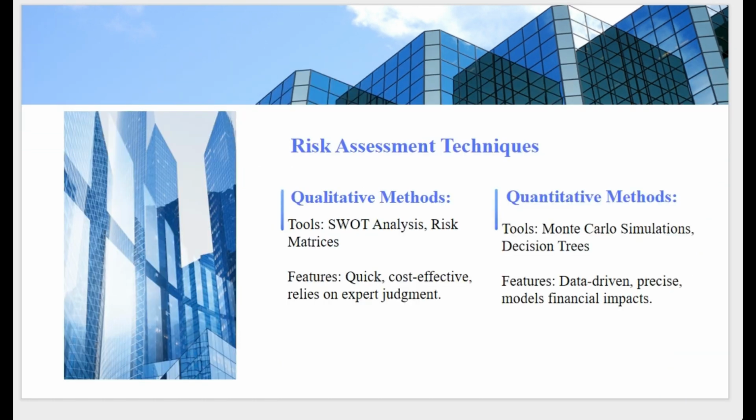Risk assessment techniques. Risk assessment techniques fall into two categories: qualitative and quantitative. Qualitative methods like SWOT analysis are simpler and rely on expert judgment. Similarly, risk matrices, while quantitative methods like Monte Carlo simulation use data to create precise risk models. Combining both gives a well-rounded understanding of project risk.